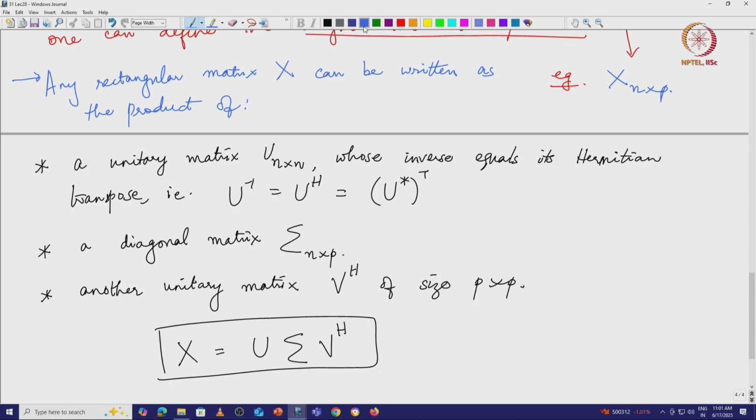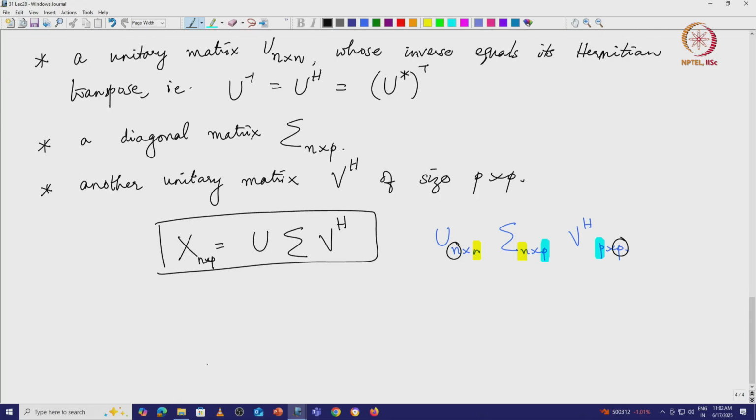and you can see that the dimensions of the matrices work out, right, because U is of the size n by n, sigma is of the size n by p, and V Hermitian is of the size p by p, right. So, for the first matrix multiplication to be defined, this n and this n are equal, and for the second matrix multiplication to be defined, this p and this p are equal. So, finally the size of the matrix that will come out will be n by p, which is the size of X. So, whatever we have written is consistent in terms of the sizes of the matrices, right.